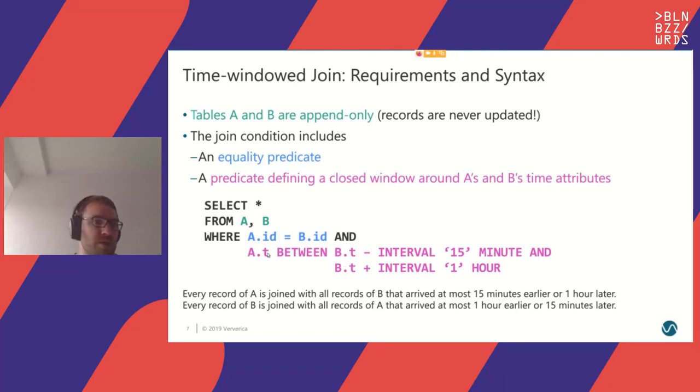You could also specify A.T equals B.T, but then the timestamps need to be exactly the same. And if you don't say that A.T equals B.T, then you have to specify a lower bound and an upper bound. You can do this either with a between predicate or with two range predicates, where A.T is larger than B.T minus this and A.T is smaller than B.T plus this. But the important thing, as I said, is that the range you're defining needs to be closed.